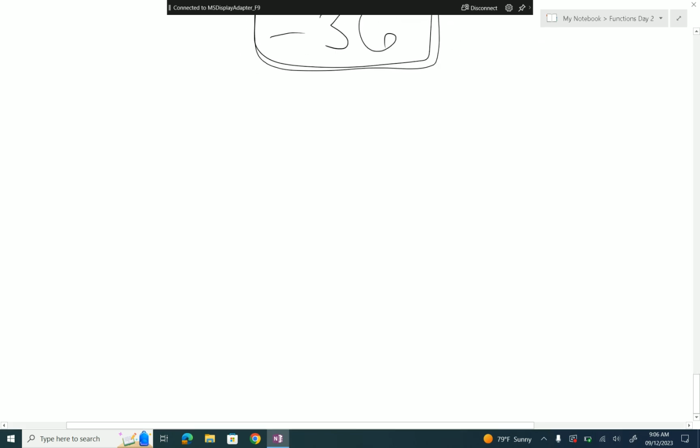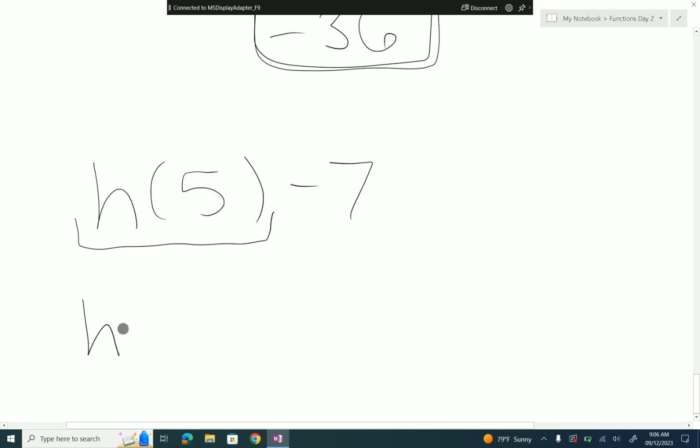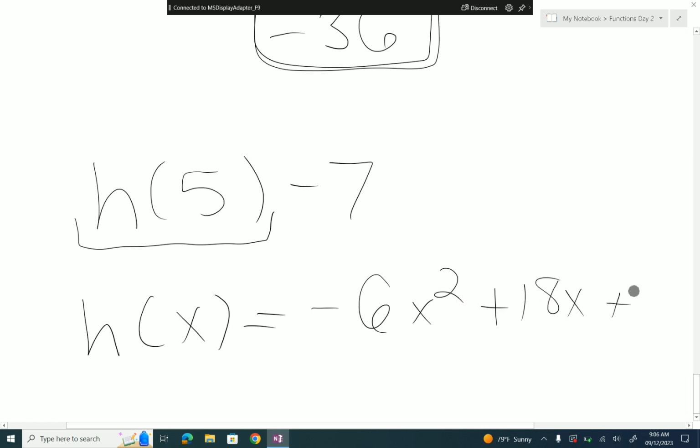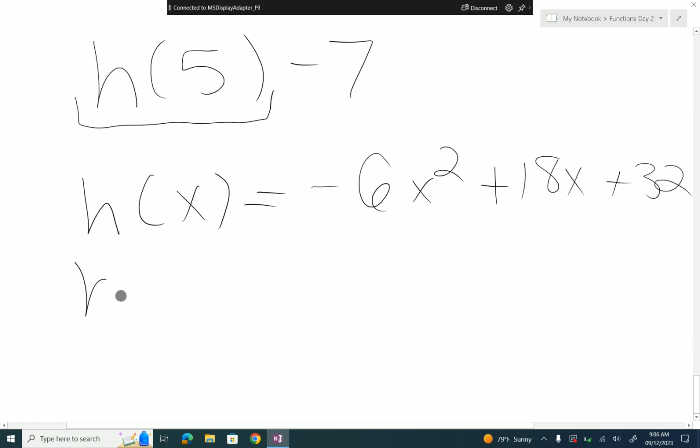So we've got h of 5, and we want to subtract 7. So we only have one output value we want to solve for. We just want to find h of 5. So h of x was negative 6x squared plus 18x plus 32. So if I'm given h of 5 that I want to solve for, how do I find my output? Finn, what should I do with 5? Where should I put it? Wherever there's an x. Perfect.